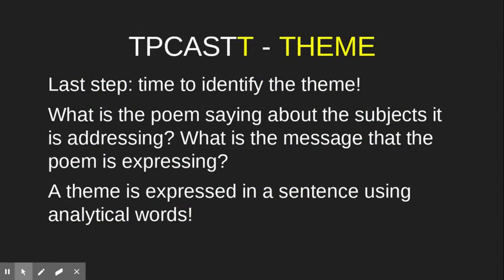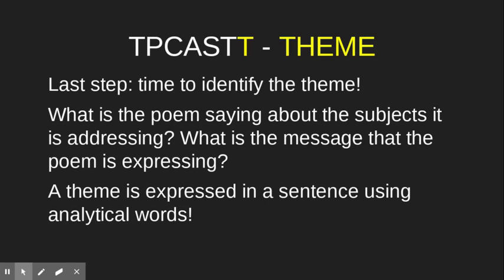Finally, step 7, last step, time to identify the theme. That last T stands for theme. What is the poem saying about the subjects it is addressing? What is the message that the poem is expressing? This is important. A theme is expressed in a sentence using analytical words. So if your theme is just one word, nope, that's not it. It's got to be a sentence. What's the message that's being said about that subject?